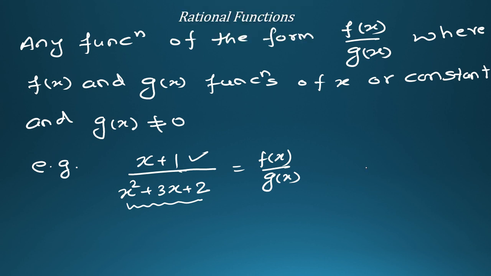So hope you understood this meaning of rational function. So any function, if you see in this form, numerator upon denominator, where numerator and denominator both are expressions in x or any one of them is constant, then that is called rational function. But the most important thing what you will understand is that denominator should not be equal to 0. This denominator cannot be equal to 0.